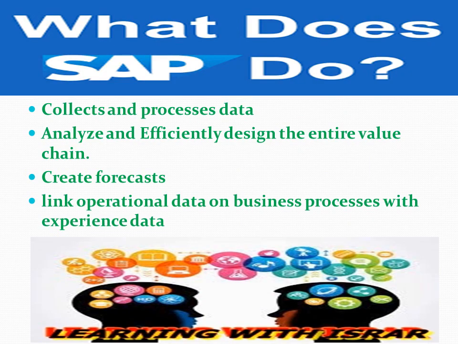Like I already explained, what does SAP do? SAP is software which collects and processes data on one platform, from raw material processing to production and then customer satisfaction and customer experience. It also helps companies analyze and efficiently design the entire value chain. So one of the major functions or advantages of this software is that we can design and analyze a more efficient value chain in supply chain management. SAP solutions can also be used to create forecasts, such as when a machine needs to be repaired or how revenue will develop in the next half year.